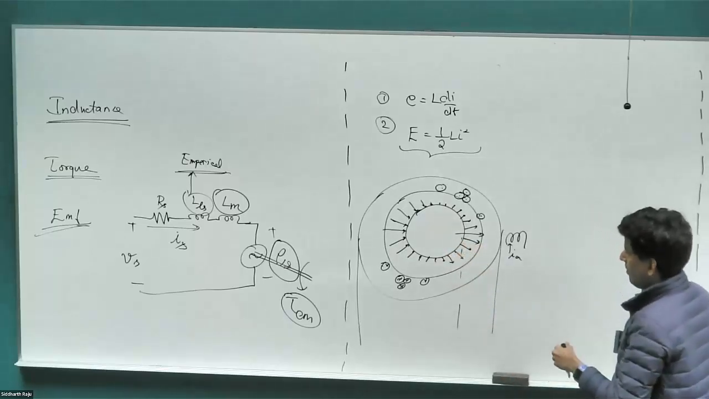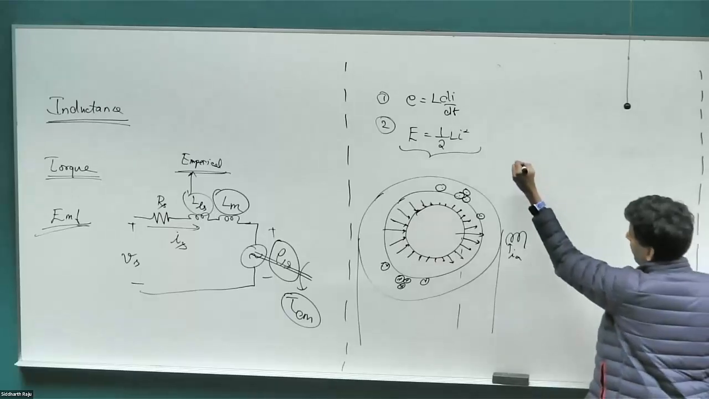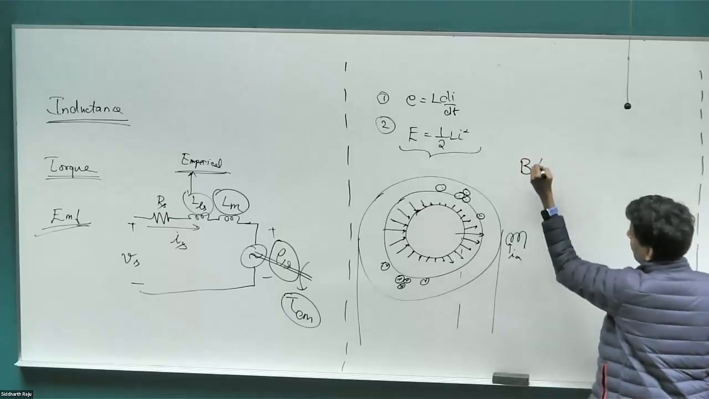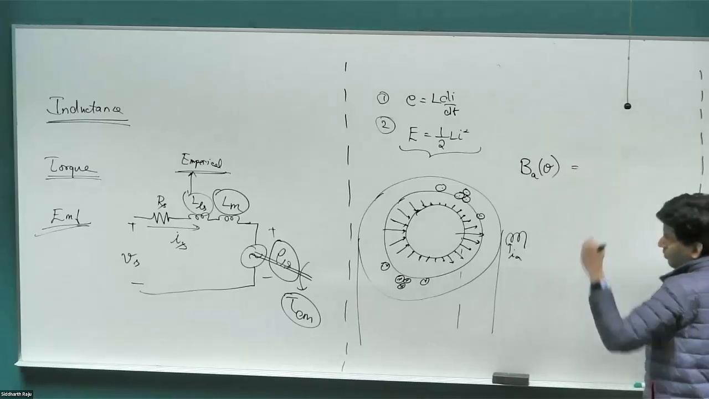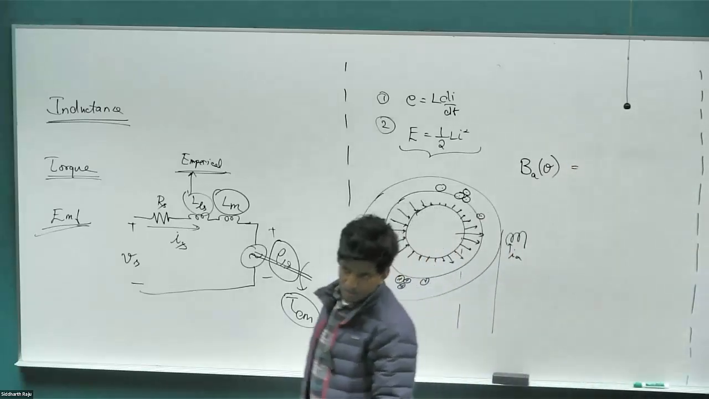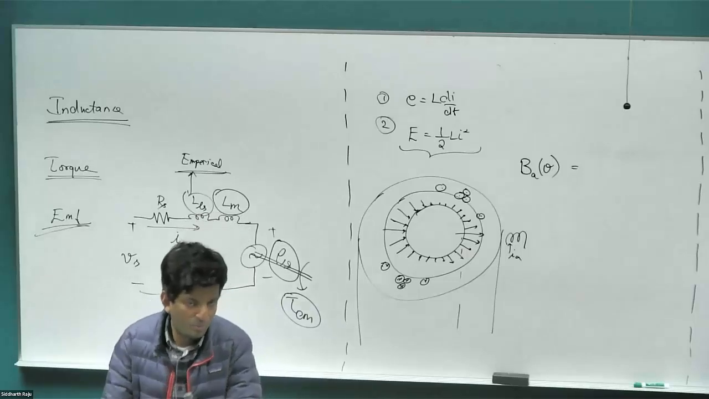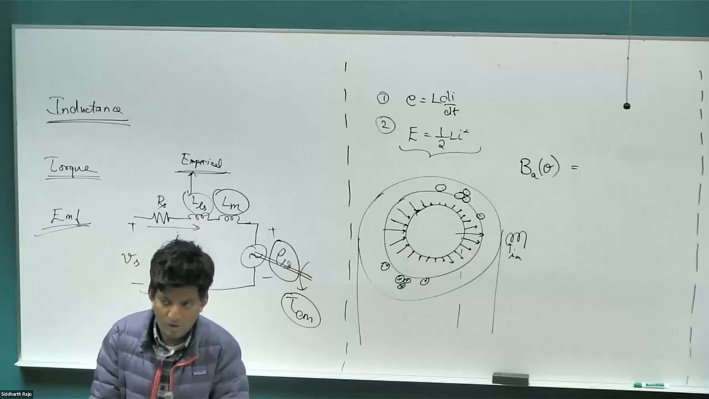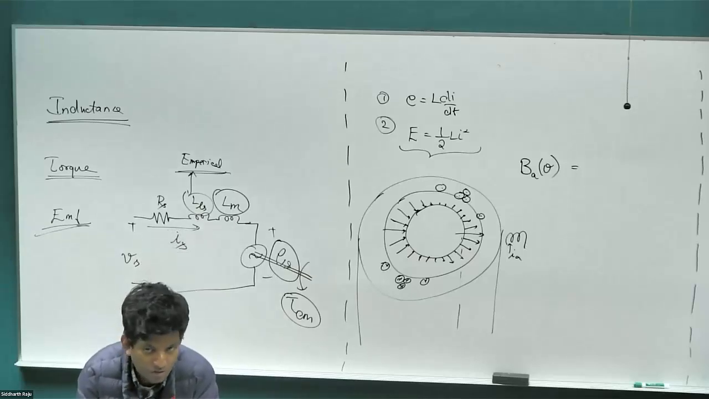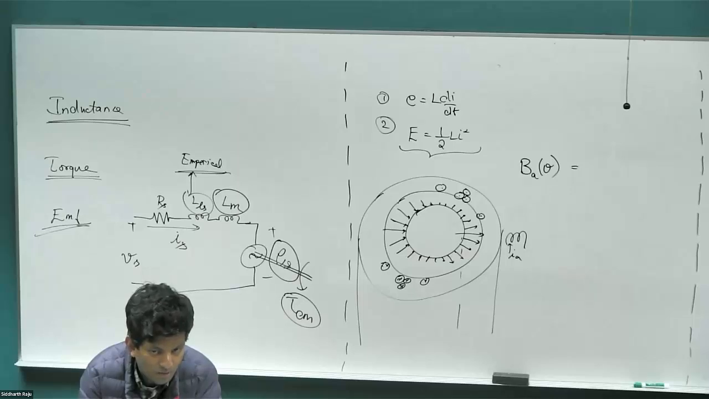Okay, so this is what the B field in the air gap is going to look like due to the current in the A phase winding alone. Can somebody tell me what the expression would be? What would the expression be for the B field in the air gap due to the A phase winding alone, for some current I? You don't even have to look at your notes for this. Just think about how you figure out the B.